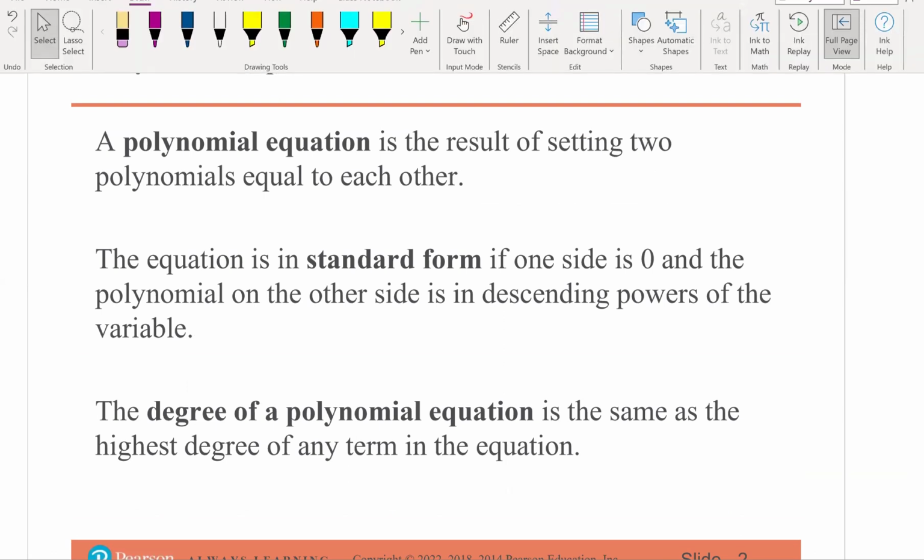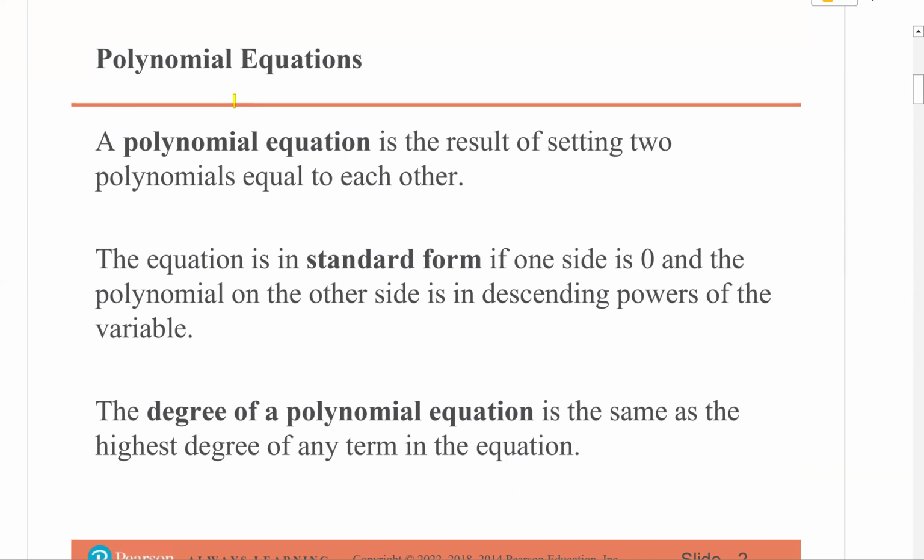Those we'll see a little bit in chapter 3, and then you'll see them again if you have to take a few higher level math classes. So a polynomial equation is the result of setting two polynomials equal to each other. And we'll see some examples coming up of that. The equation is in standard form if one side is 0 and the polynomial on the other side is in descending powers of the variable. So that should sound kind of familiar. I think we did that with quadratic equations in the previous section.